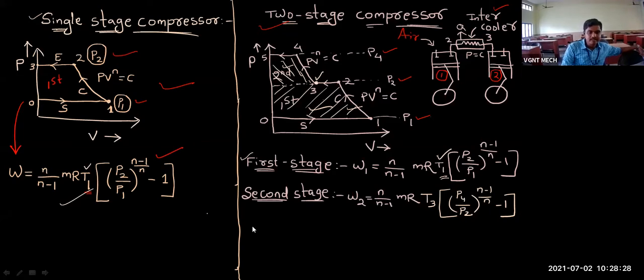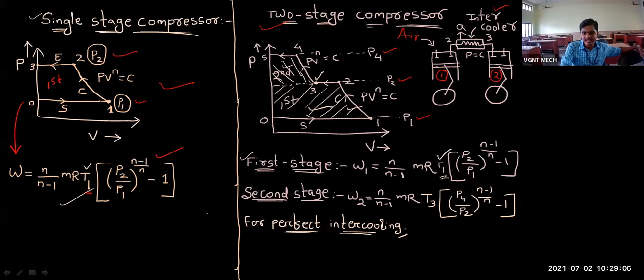And now there are some conditions. If it is perfect intercooling, okay, if the intercooling is a perfect one, if there is no loss, perfect intercooling means there is no heat loss, no frictional loss, no losses. If the intercooling is perfect, then we can say the entrance temperature for this cylinder should be equal to the entrance temperature of this cylinder.